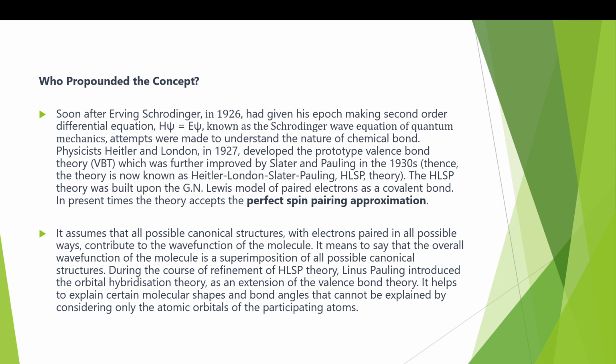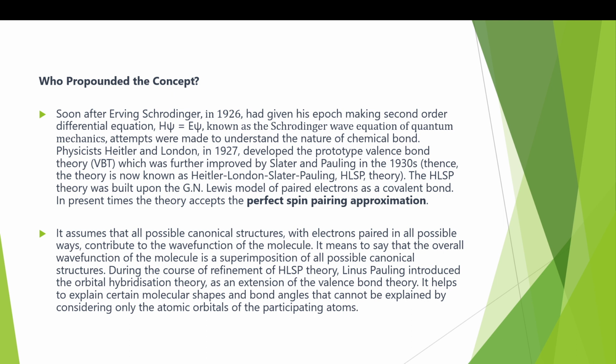So let us begin. Soon after, Erwin Schrödinger in 1926 had given his epoch-making second-order differential equation H psi equal to E psi, where H is the Hamiltonian operator, E is the total energy of the system, and psi is the wave function, known as the Schrödinger wave equation of quantum mechanics. Attempts were made to understand the nature of chemical bond.